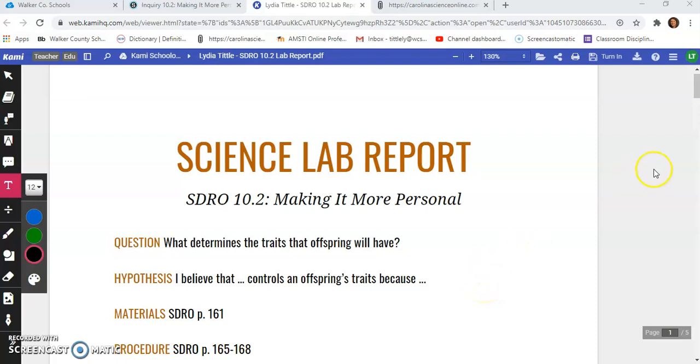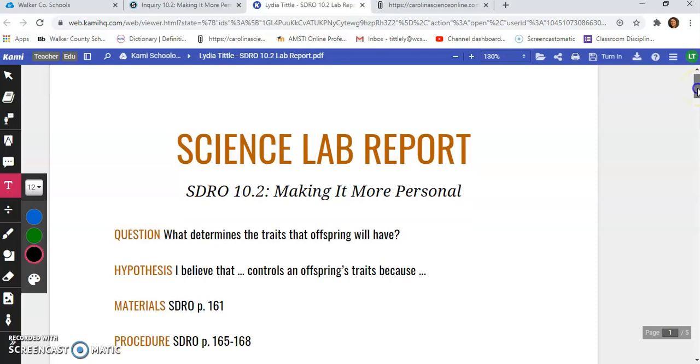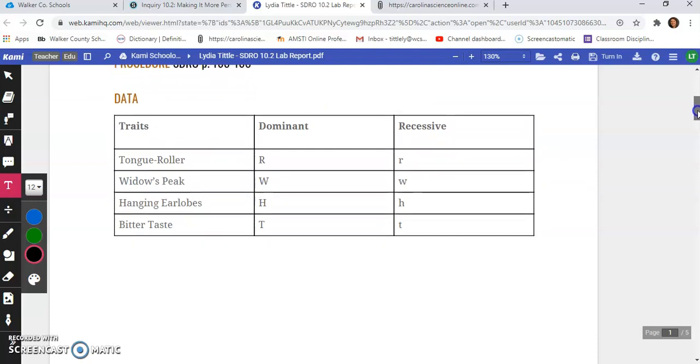The materials for this lab are found on page 161. The procedures for this lab are found on pages 165 to 168.